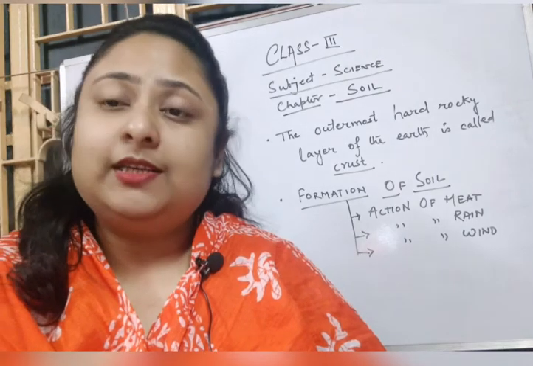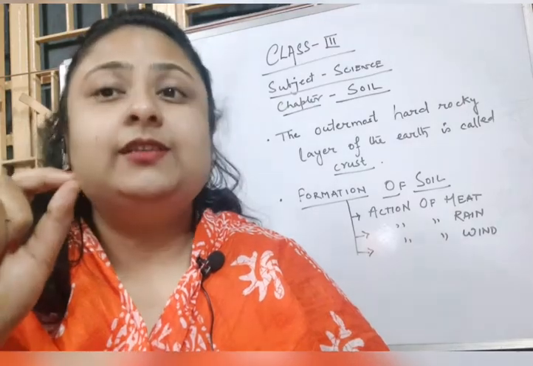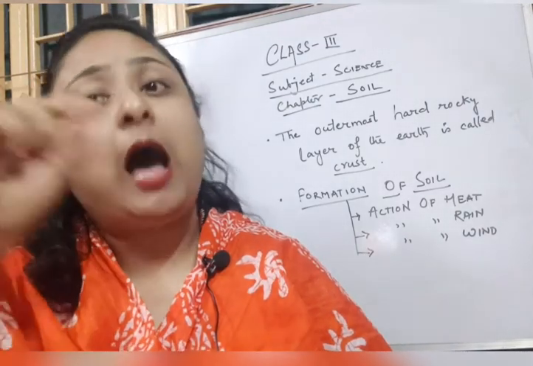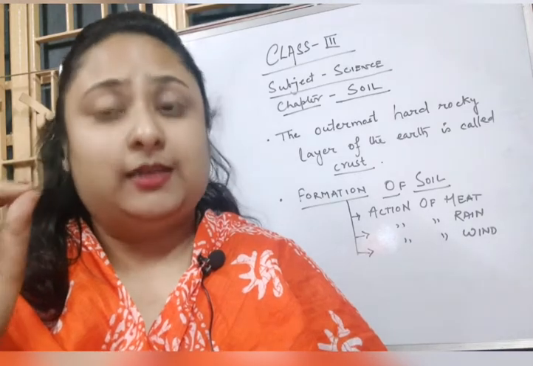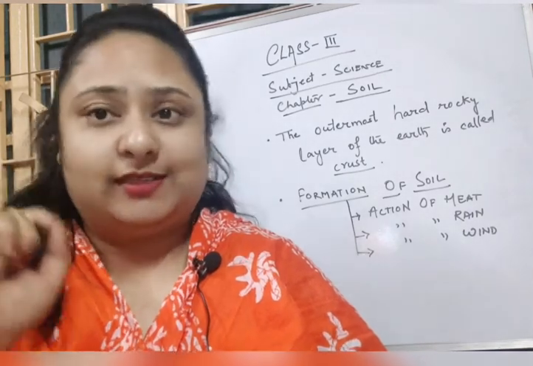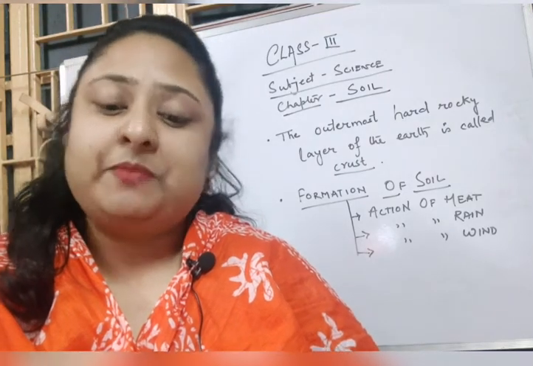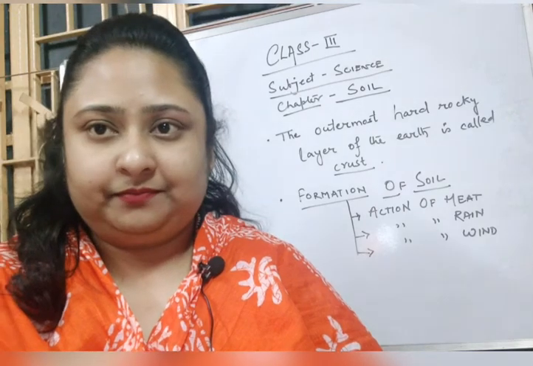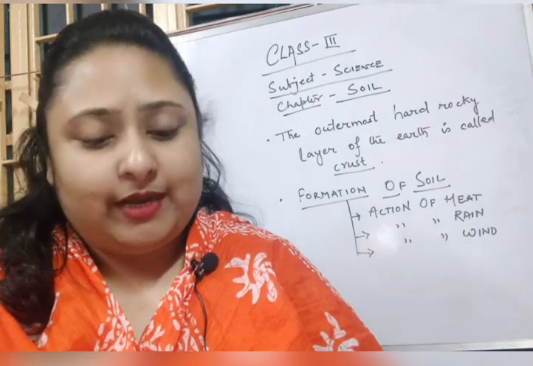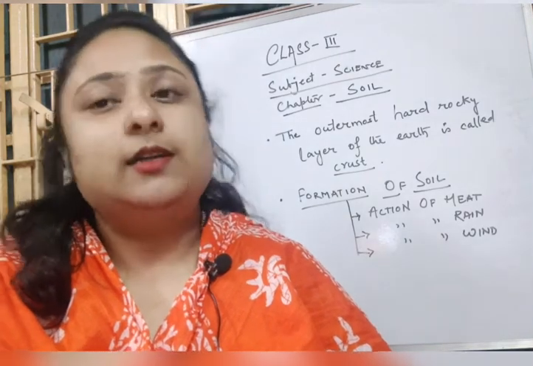Children, the earth is made up of many layers. The innermost layer is known as core, and the outermost layer, which is the hardest part of the earth, is known as crust. The earth's crust is made up of different kinds of rocks. The soil lies on the outer part of the earth's crust.